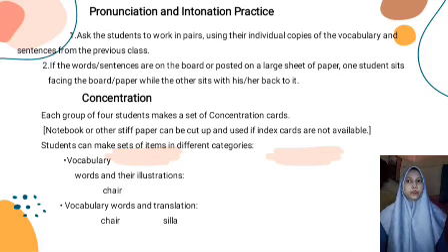Okay, the next is concentration. Each group of 4 students makes a set of concentration cards. Notebook or other sheet paper can be cut up and used if index cards are not available. Students can make sets of items in different categories. The first one is vocabulary and illustration, a word sample is tree. And the next is vocabulary word and translation, a word sample is chairs.